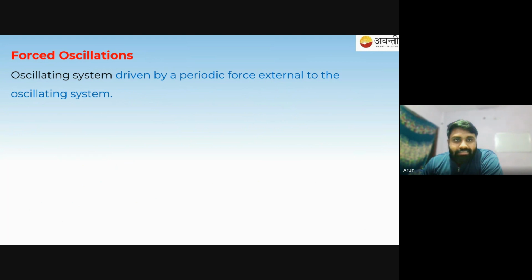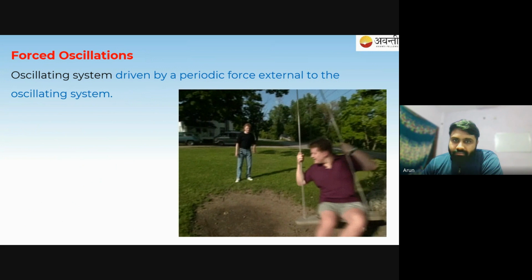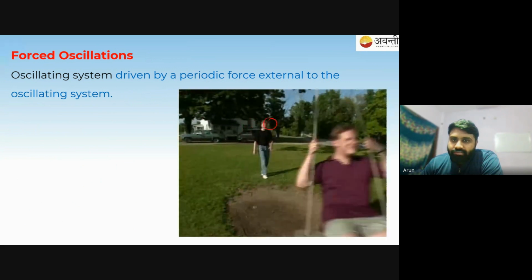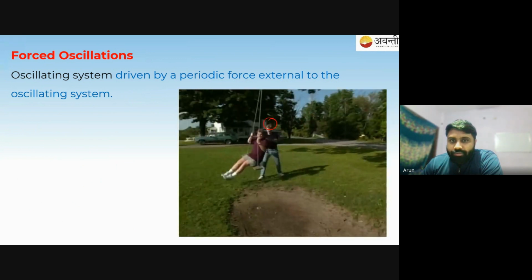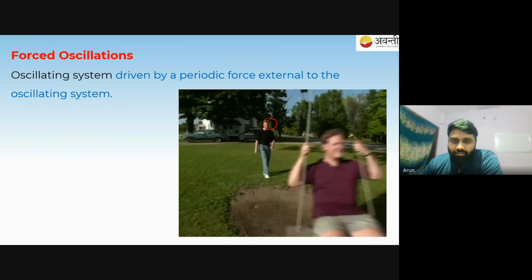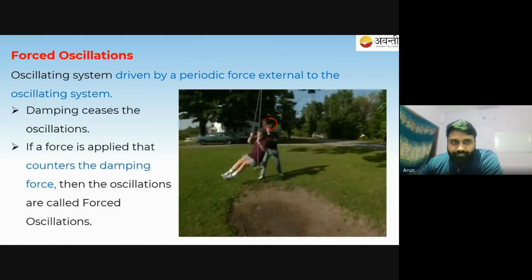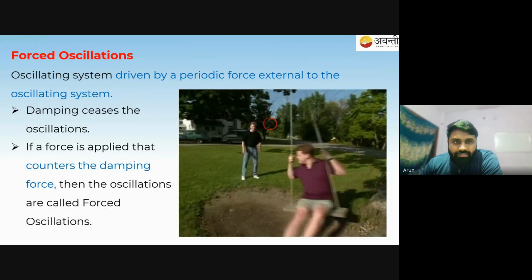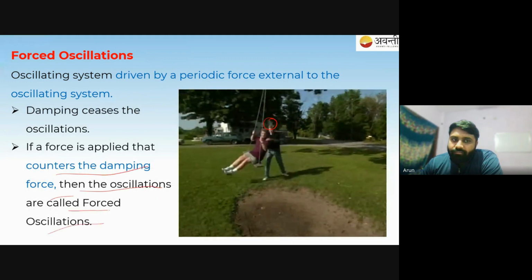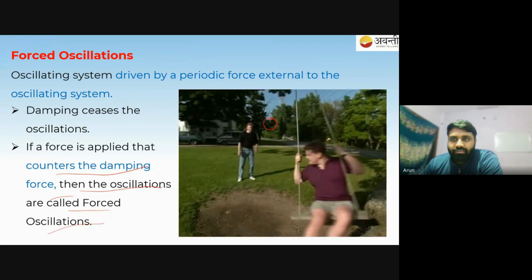So the oscillating system that is driven by a periodic force external to the oscillating system is termed forced oscillation. Look, this person in the black shirt needs to pull this person periodically to get the same amplitude each and every time. So if a force is applied that counters the damping force, then the oscillations are called forced oscillations. Simple.